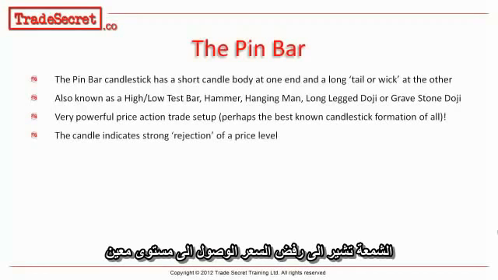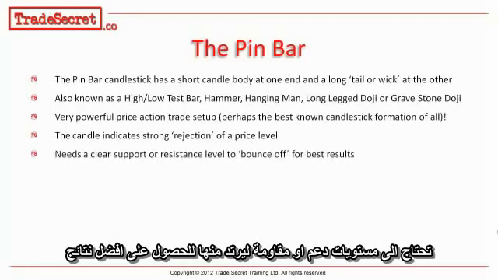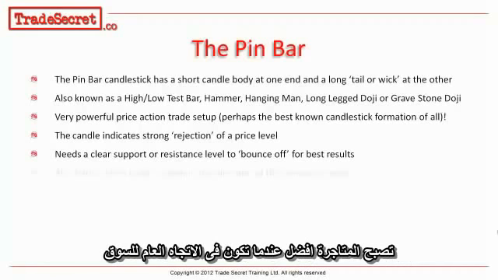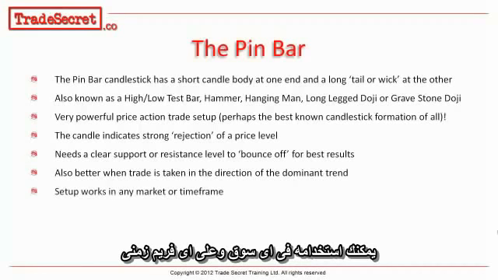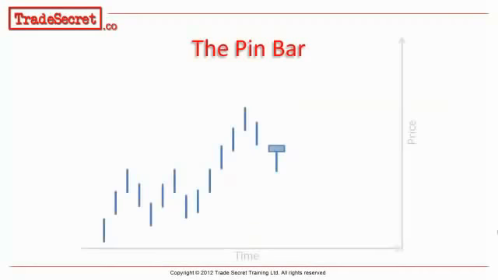The candle indicates strong rejection of a price level, and that's where the wick or the tail is bouncing off or rejecting that level. It needs a clear support or resistance level to bounce off for best results. It's also better when the trade is taken in the direction of the dominant trend, and the setup works in any market or time frame.